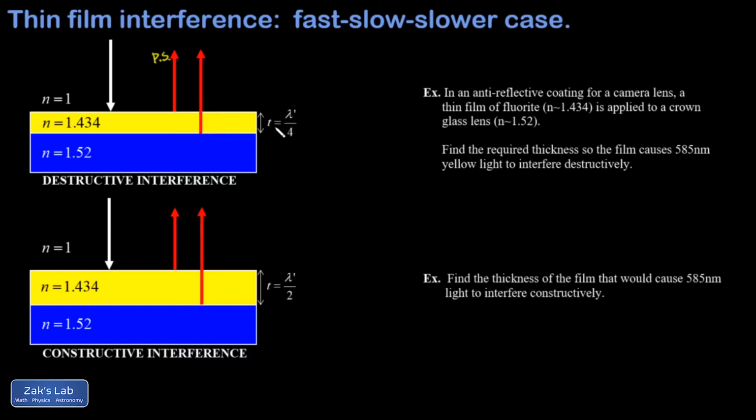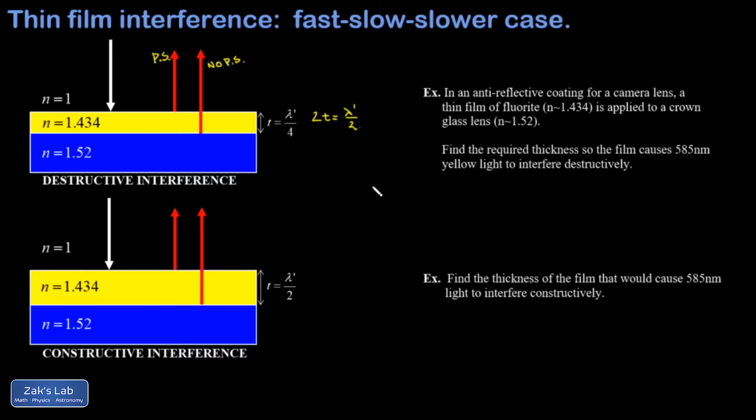But then I have to consider what happens due to the extra travel distance within the material. Now I've set this up so the thickness of the fluorite coating is a 1/4 wavelength for the light within fluorite. The extra travel distance for that wave is going to be twice the thickness, so that's lambda prime over 2. Well, that produces a phase shift due to the extra travel distance. So this second ray is phase shifted by a half wavelength once because of the reflection, and a second time because of the extra travel distance. So it comes out of the material with no phase shift. These are now out of phase with each other and they interfere destructively.